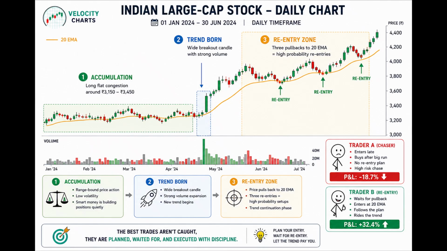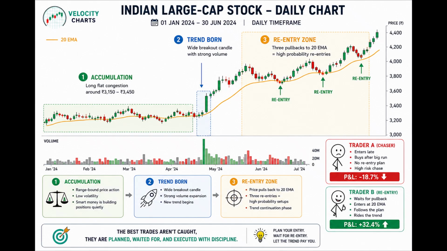See the chart of a large cap stock. For weeks, the stock was stuck between 3,150 and 3,450. Boring, nothing happening. That was the accumulation phase. The big players were quietly building positions. Most retail traders ignored the stock completely. Then one Tuesday, a wide bullish candle on heavy volume. The trend was born. Major trend now up on the daily. Over the next 2 months, the stock pulled back three times. Each time, price came to the rising 20 EMA. Each time, a bullish reversal candle. Each time, the major trend resumed.